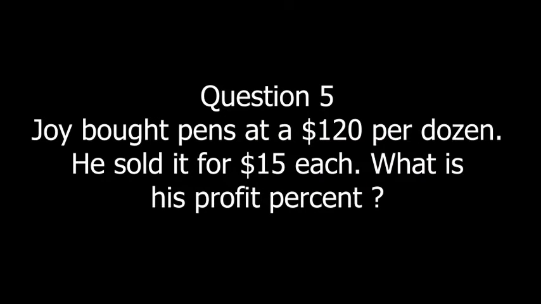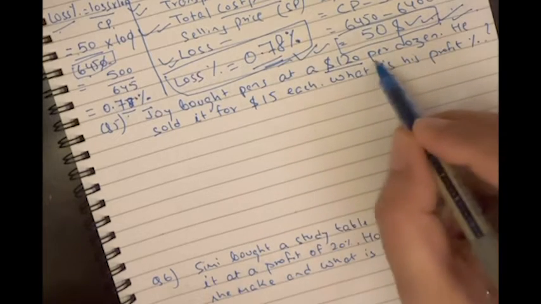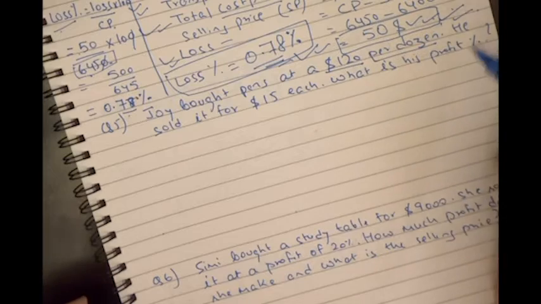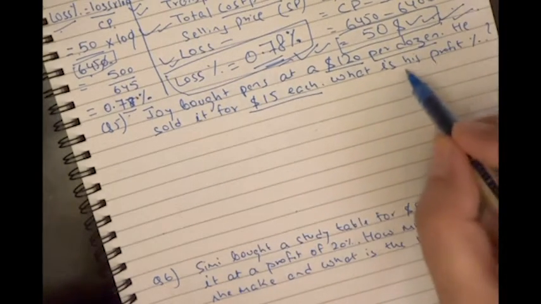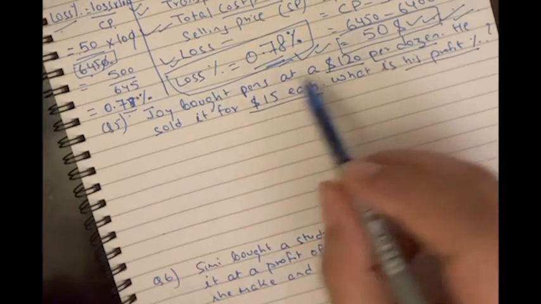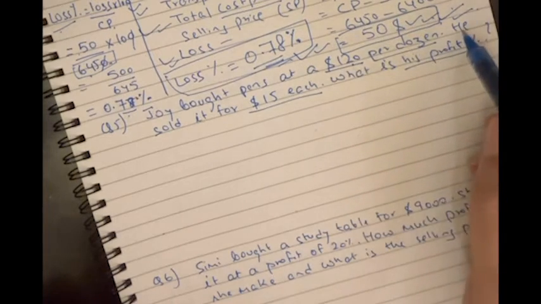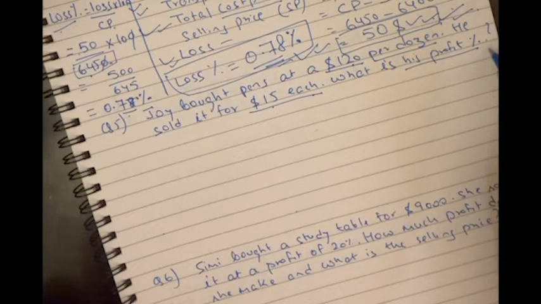So let's look at the next question. Joy bought pens at $120 per dozen, and in a dozen we know there are 12 units. He sold it for $15 each. What is his profit percent? So a dozen pens are bought at $120, sold at $15 each. We need to find out what is his profit percentage.